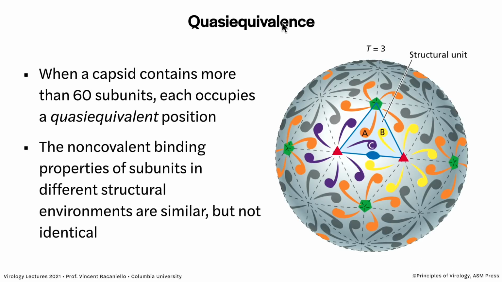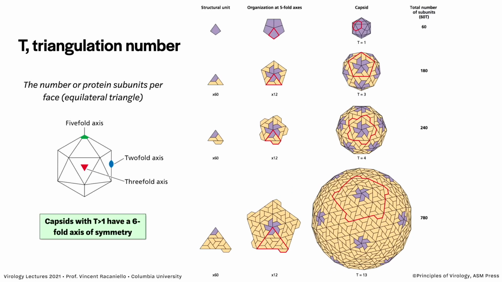So quasi-equivalence is this idea that if a capsid has more than 60 subunits, each one of those occupies a quasi-equivalent position in the particle. And in addition, the non-covalent binding properties in these environments are similar but not identical. So again, you have these hexamers and pentamers. It's all head-to-head, it's all tail-to-tail, but there are environments that are clearly different. That's all that means.